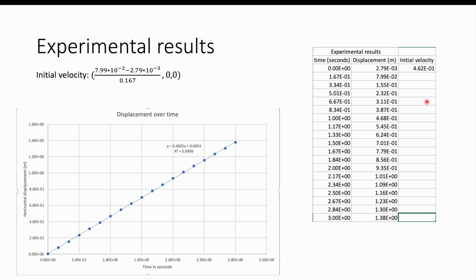First, we can see here that we have the time and the displacement. We'll say on the positive x displacement, we can find the initial velocity. So remember, it's delta d over delta t. So delta d is the difference between those two values, and the delta t is the difference between those two values, and we get 4.62 times 10 to the minus 1 meters per second.